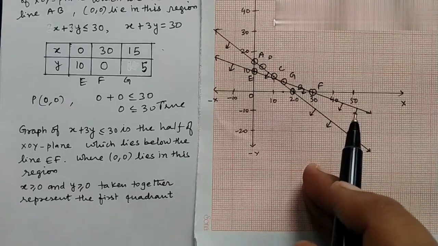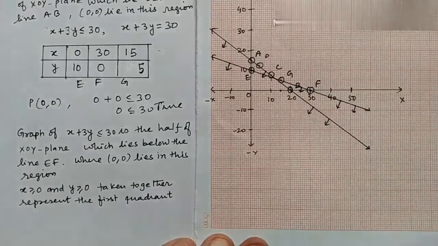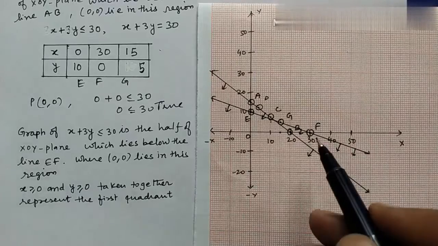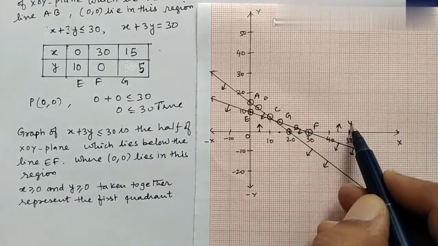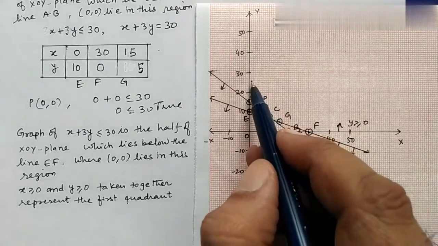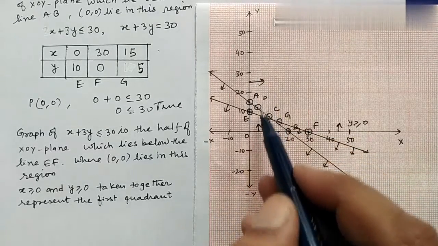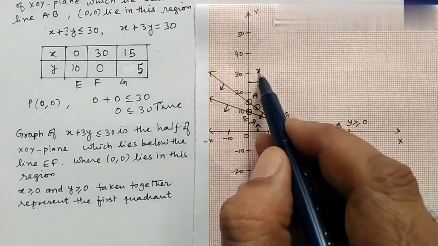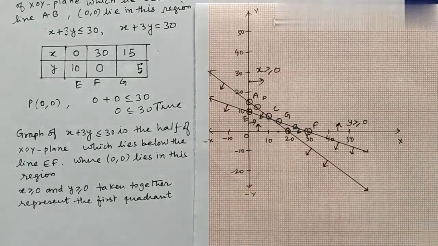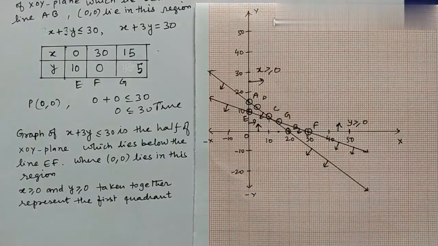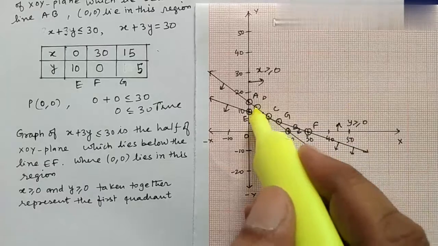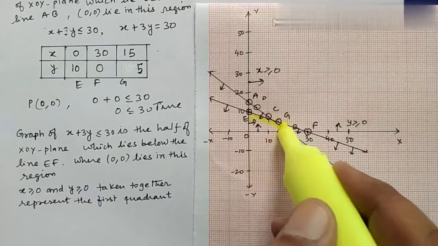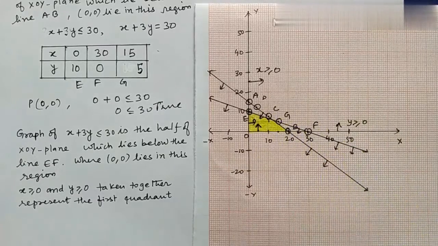In this graph also we can represent these two. y greater than or equal to 0 means the region is above this line, and x greater than or equal to 0 means we take this side. Now we take the common portion of all these inequalities, and that portion we take as the solution. So this is the solution here.